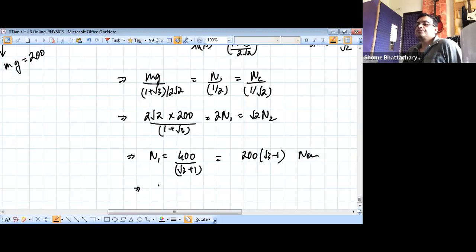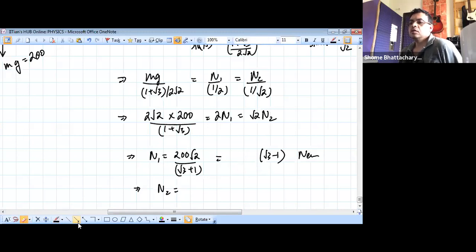And N2 is equal to, oh sorry, this was 200 root 2. So this will become 100 root 2 into root 3 minus 1. This 2 will cancel, the root 2 will cancel.